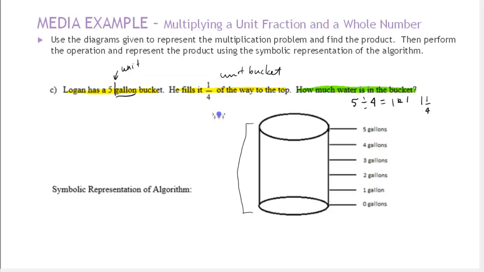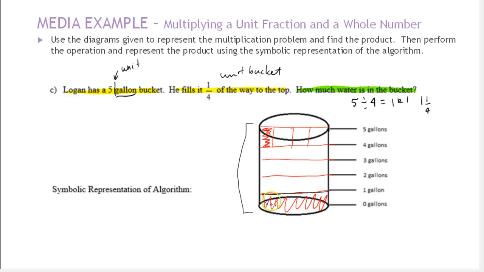So let's use a different pen. Here's 1, 2, 3, 4 gallons. So let's take 1 out of 4 of those. We'll take the bottom one. And now for this 5th gallon, we can break that into 4 equal pieces and take 1 out of 4 of those. So there's our 1 and 1/4 result. Of course this is water, so the water would drip down here and it would be all level. But that's the basic idea.